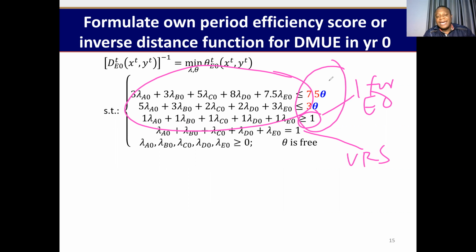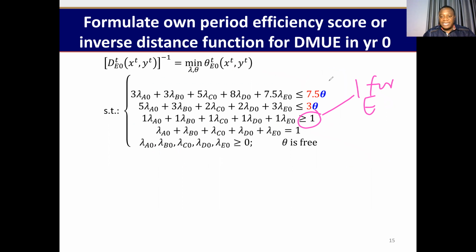And then the non-negativity constraint will be the last one here. That is, the weight should be positive or 0 for each one of them. So this is how you do the formulation for each one of these. Okay. So normally I like you to put this in your thesis because it helps you to know the behind-the-scenes nitty-gritties of what's really happening in the estimation process.